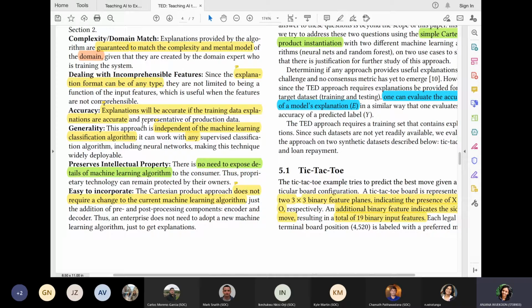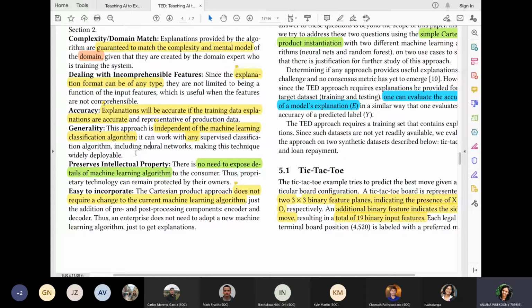And the next one is accuracy. They say the explanation will be accurate if the training data explanations are accurate. I thought it's kind of funny, because we know it's a supervised learning classifier. Unless you get 100% accuracy on your test data, this is not a correct argument to make, even before you show your results. So yeah, there are some argumentative things.